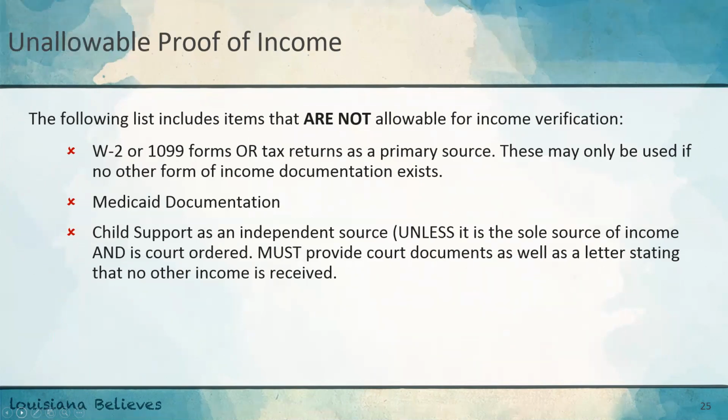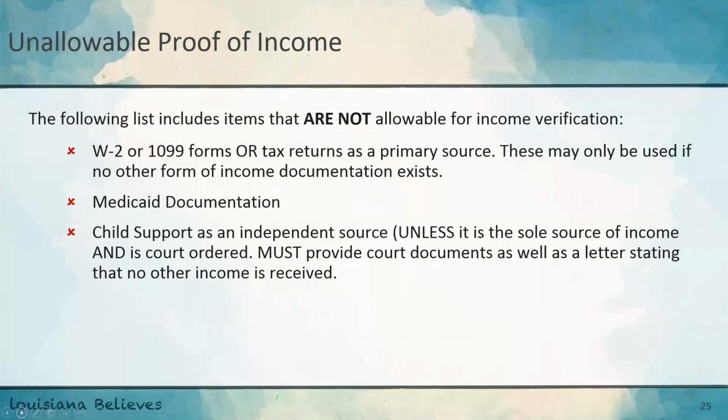So there are some things that you cannot accept as income verification. Tax documentation should not be your go-to for income verification. We are looking for a snapshot of the current family income situation. So tax forms should only be used if a family has no other documented proof of income. And in cases where tax return information is being used, you should not use previous tax years. For example, 2019-2020 eligibility should be determined using 2018 tax returns.